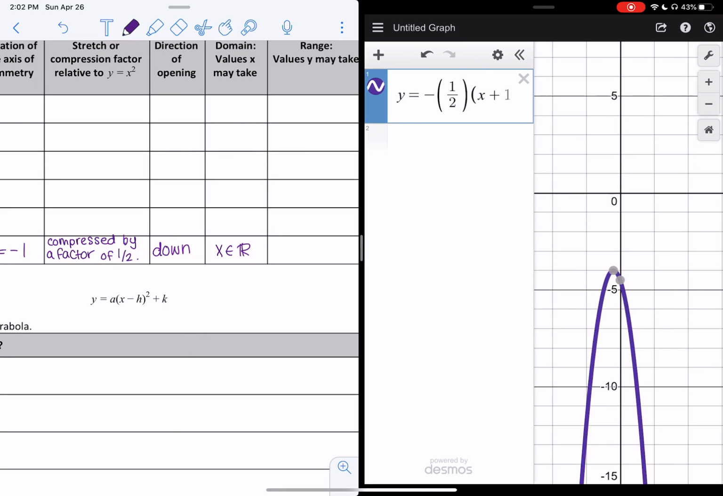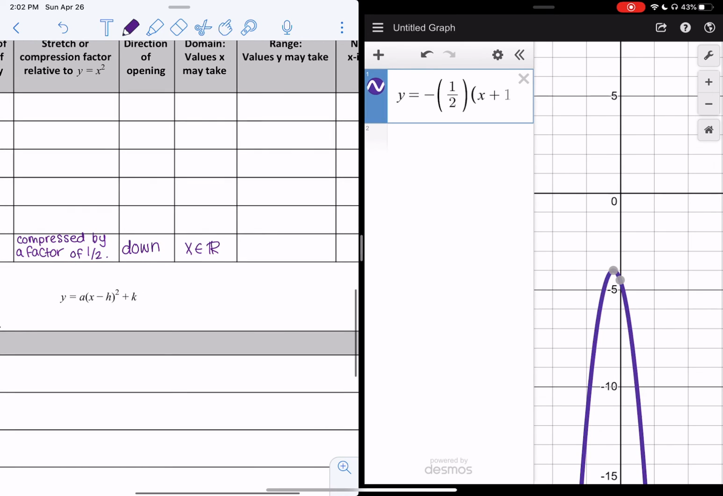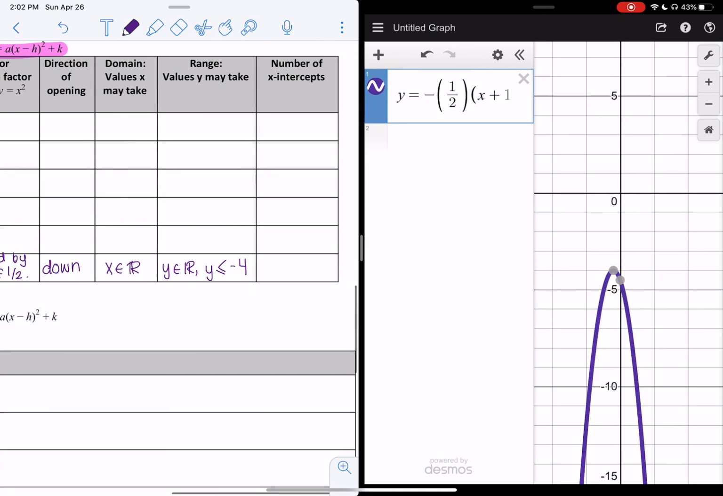Now my y's are limited. I will not have any y values above that -4. They're all going to be below -4. So y can be anything except y has to be smaller than or equal to -4. And now I look for my number of x-intercepts. Does this graph cross the x-axis? No. So I have 0.